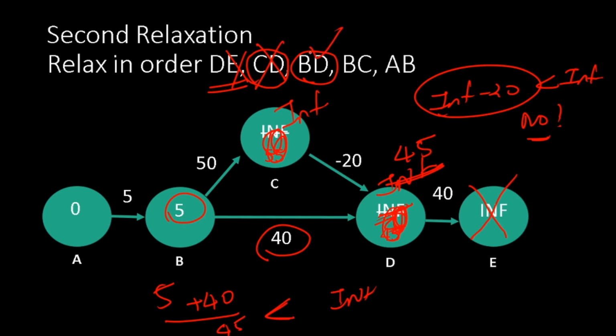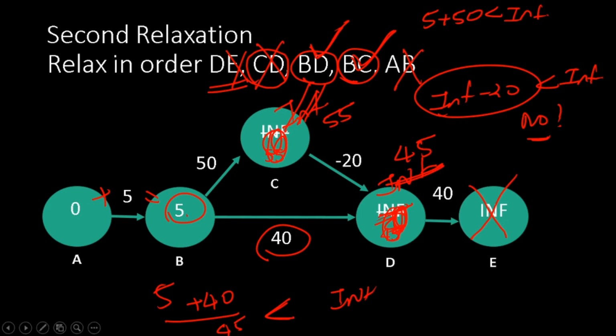Okay, so BD we could relax. What about BC? In case of BC, 5 plus 50. It is less than infinity. So one more relaxation. This becomes 55. So this also relaxed. Can we relax AB? No. Why? 0 plus 5 is equal to 5. No relaxation. So two relaxations happened.